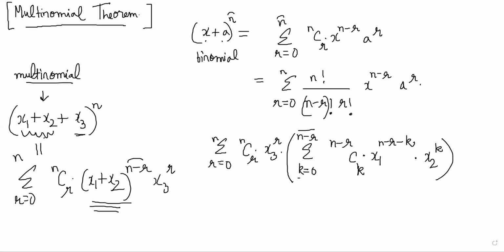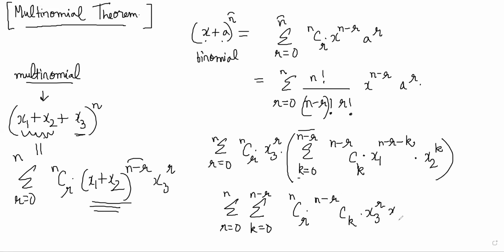Now, if you combine everything, what you are getting is summation of r goes from 0 to n and summation of k goes from 0 to n minus r. You have nCr and (n minus r)Ck, x3 power r, x1 power n minus r minus k, and x2 power k, right? Yeah. So notice that the powers here on top are adding up to n, right?